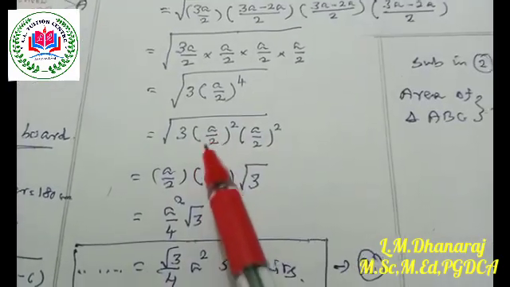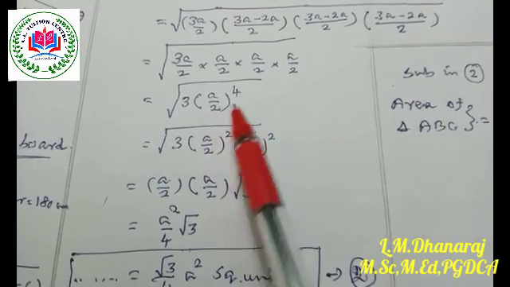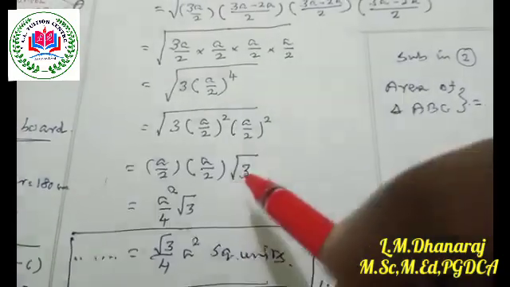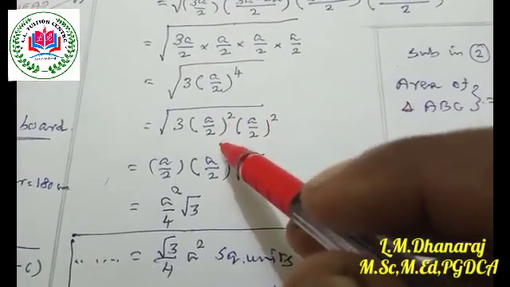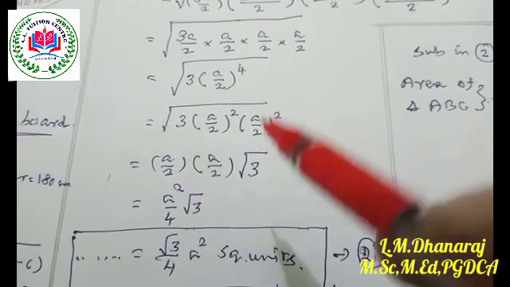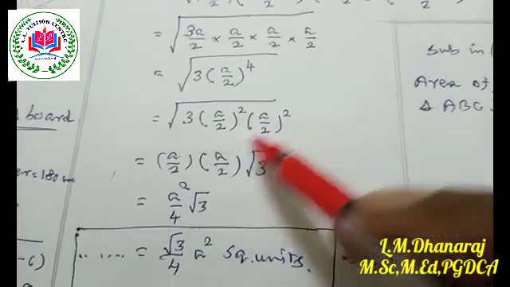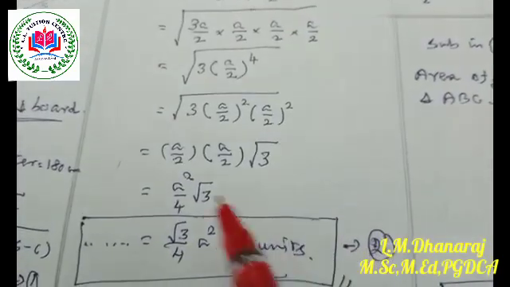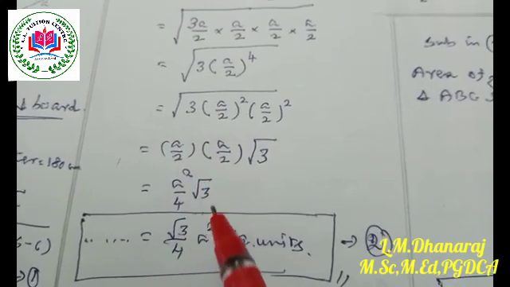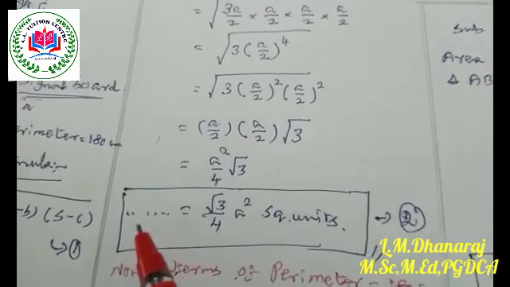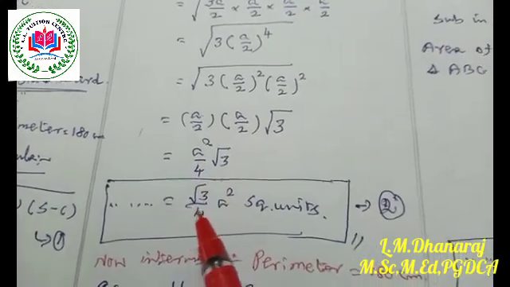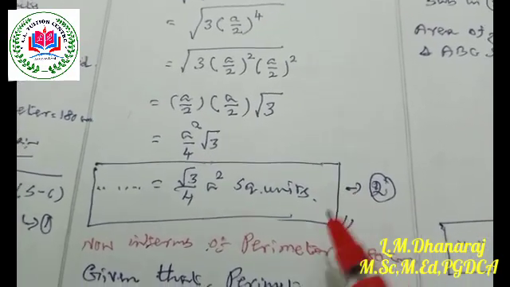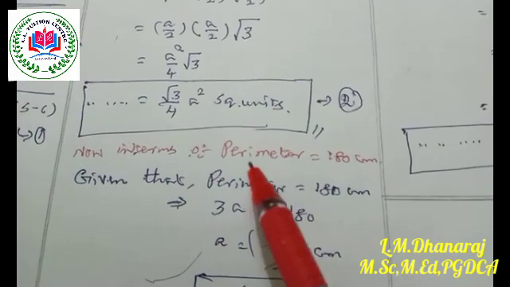Since it is in square root, we can split into a power 4. a by 2 power 4 can be split as a by 2 whole square into a by 2 whole square. Now for this square we can take 1 a by 2 outside. In the same way, for this a by 2 whole square we can take one a by 2 outside the square root. This 3 will remain inside the square root itself. So this is a square by 4 root 3. So area of triangle in terms of side a is equal to root 3 by 4 a square units.